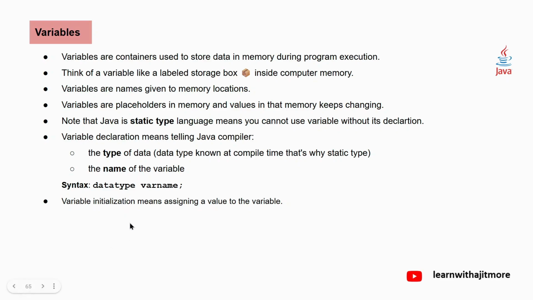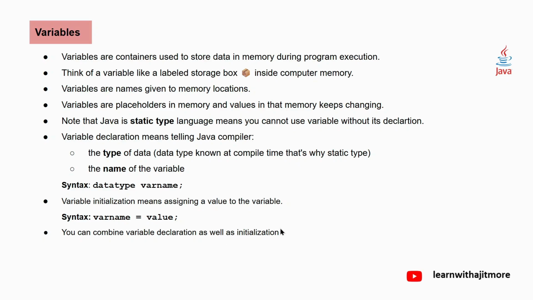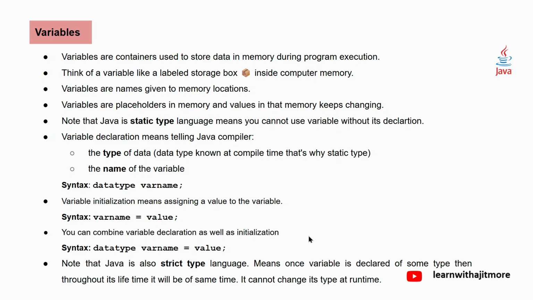Variable initialization means assigning a value to a variable. See here, after declaration, you can initialize: variable name equal to value. And you can combine both declaration as well as initialization like this: data type, variable name equal to value. So at the time of declaration only, you can give a value. Both are possible.